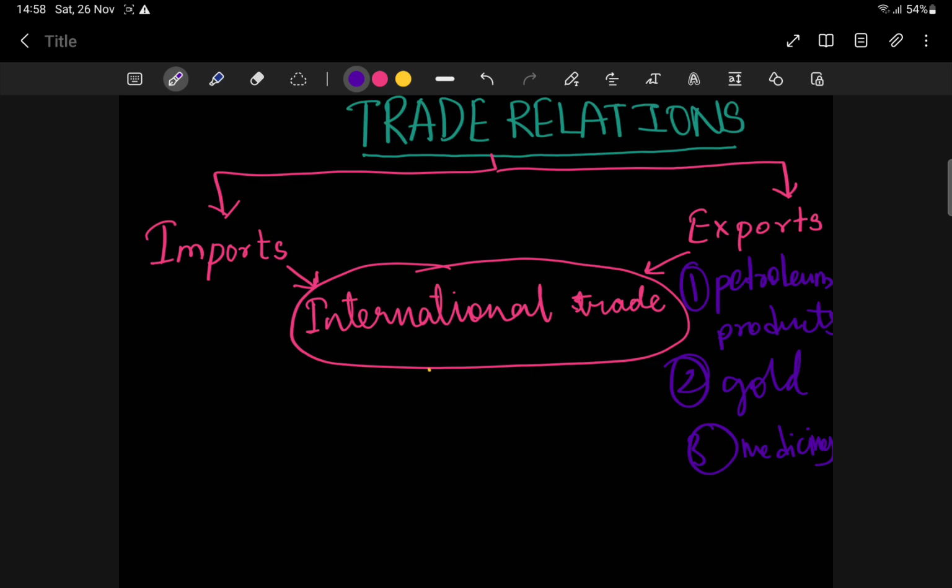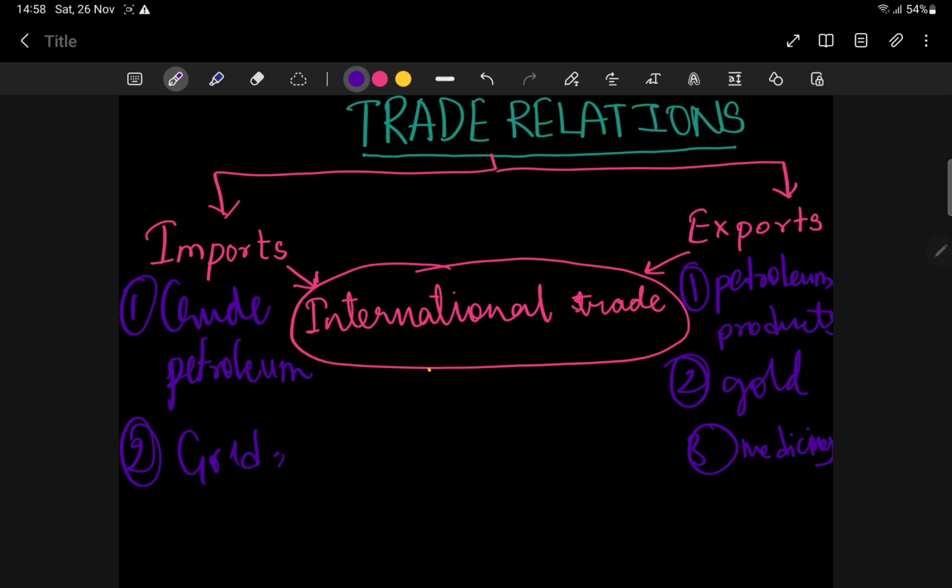Okay, let us see a few of the imports that India has. We can say crude petroleum, we can say maybe gold. Again, gold also it will be importing at times, etc. That's it. Okay, so one important thing is, let's just put aside this gold.